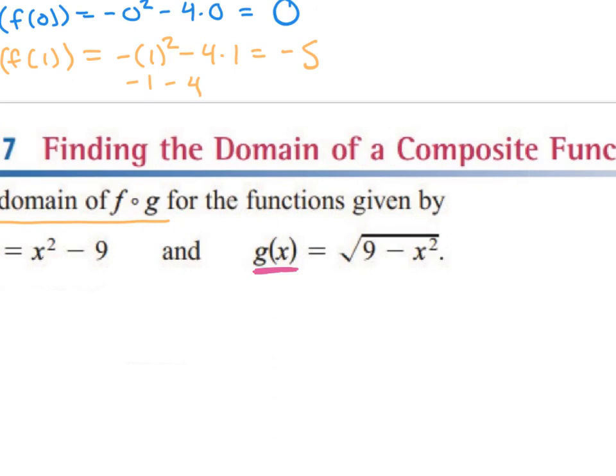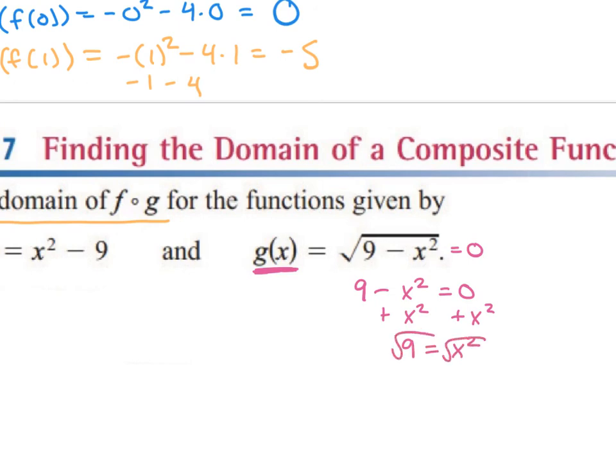That's where I'm getting stuck on, like, domain. Well, we know we have a square root, so we can't get a negative under the square root. So we're going to set this equal to 0 to find out what our key numbers are. So we have 9 minus x squared is equal to 0. Now to solve, we add x squared to both sides, and we get 9 is equal to x squared.